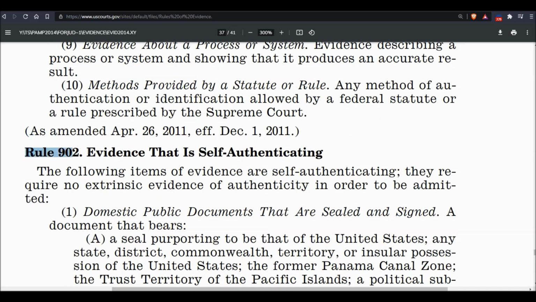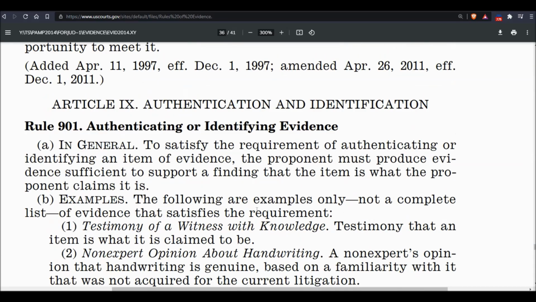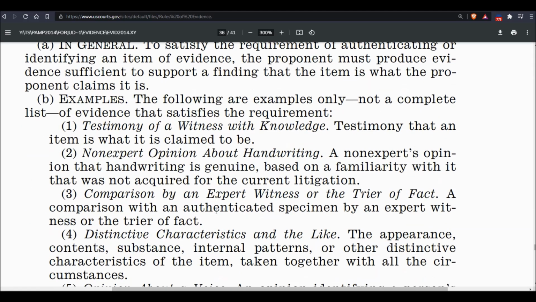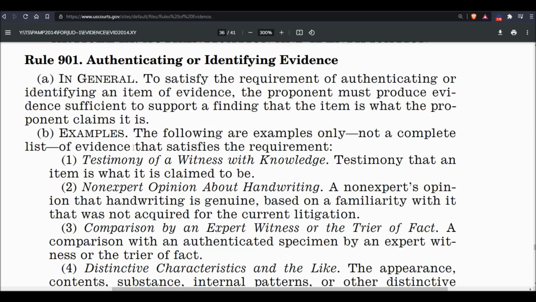Of Rule 902, evidence that is self-authenticated. Now let's go to regular authentication and the act of authenticating something that is not self-authenticated. Examples. To satisfy the requirement of authenticating or identifying an item of evidence.